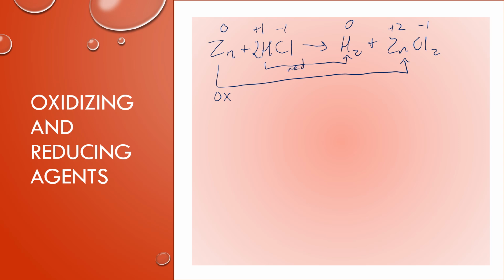Now, whatever is oxidized, we can also call that the reducing agent, because it needs to be there to cause the hydrogen to be reduced. So the zinc is acting as the reducing agent. The hydrogen ions are also acting as the oxidizing agent.